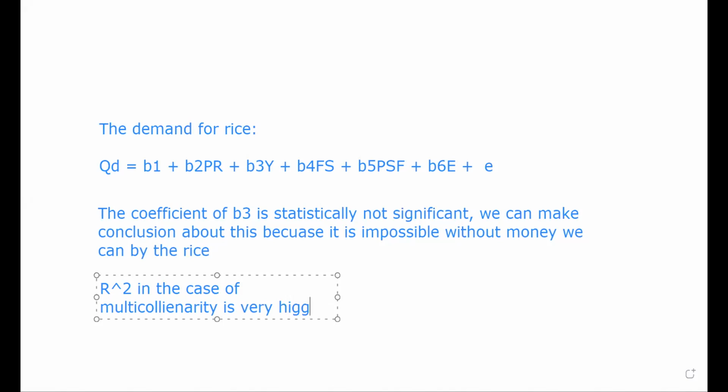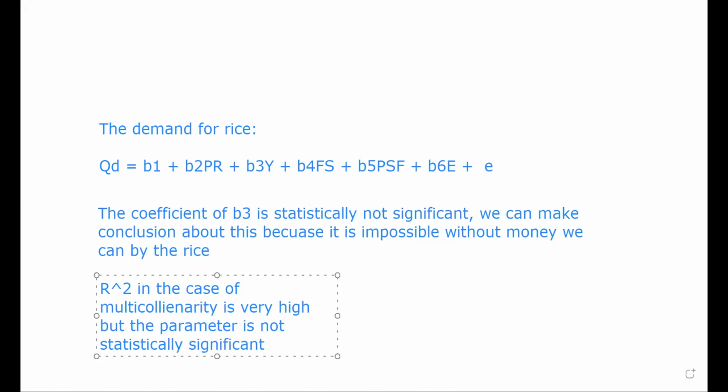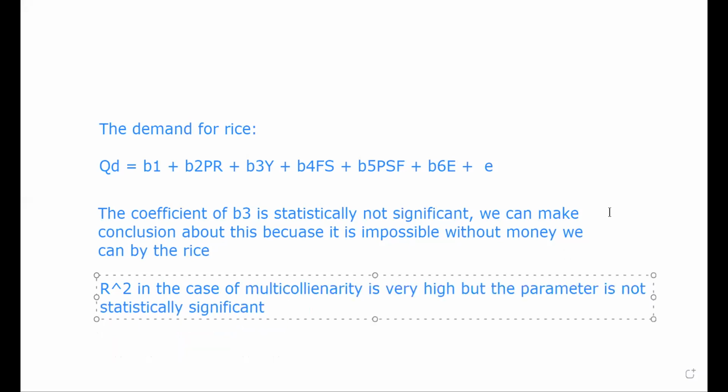High, but one of the parameters is not significant. In the case of multicollinearity, usually we have high R square but small T ratio.